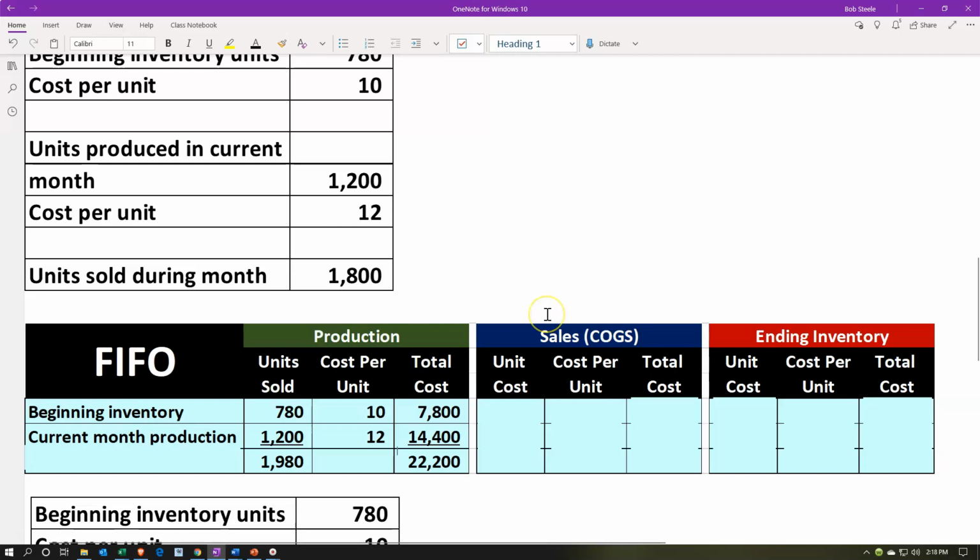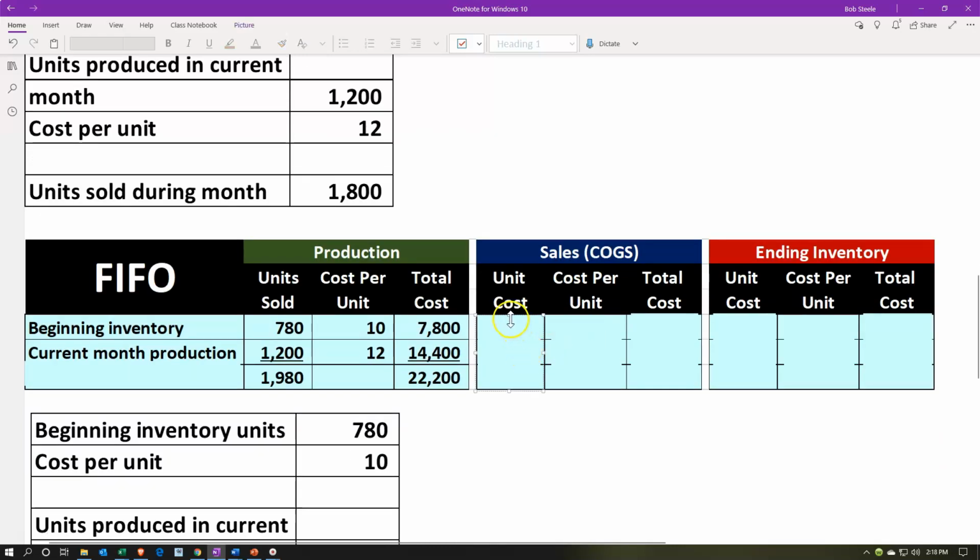So although I'm saying we sold these units, we're concentrating on the cost of the units that we sold, not the sales price. So we're going to say that if we sold the units, then we've got to think about, okay, which ones did we sell? We sold 1,800 units. Which ones did we sell? So to calculate cost of goods sold, we're going to be thinking we sold the old ones first. We're going to assume that we sold these 780 units, even though they're all the same, at the older price, the $10.